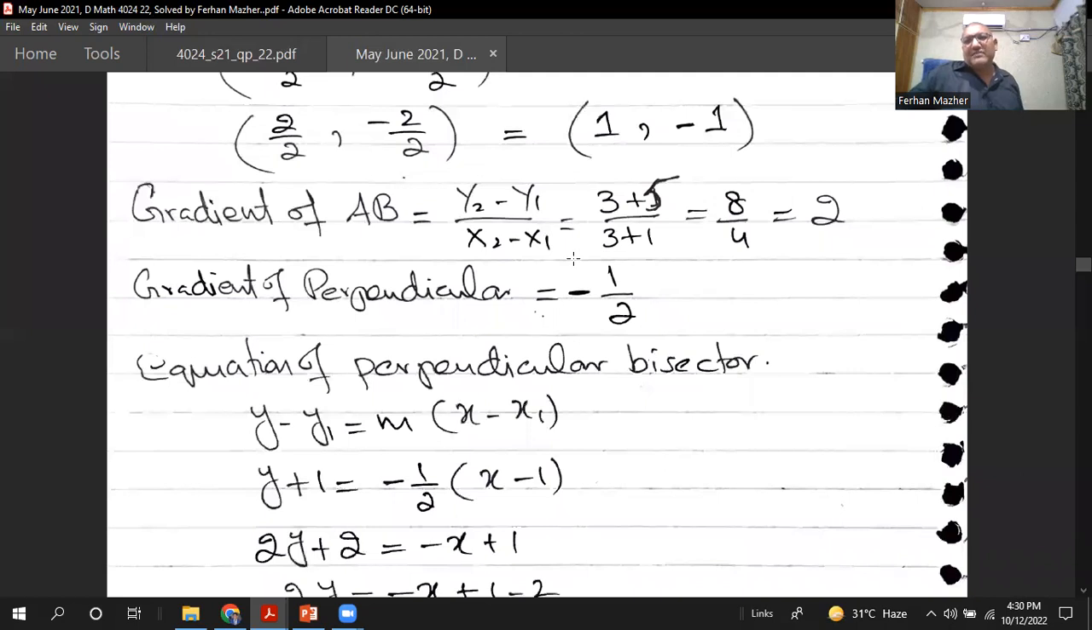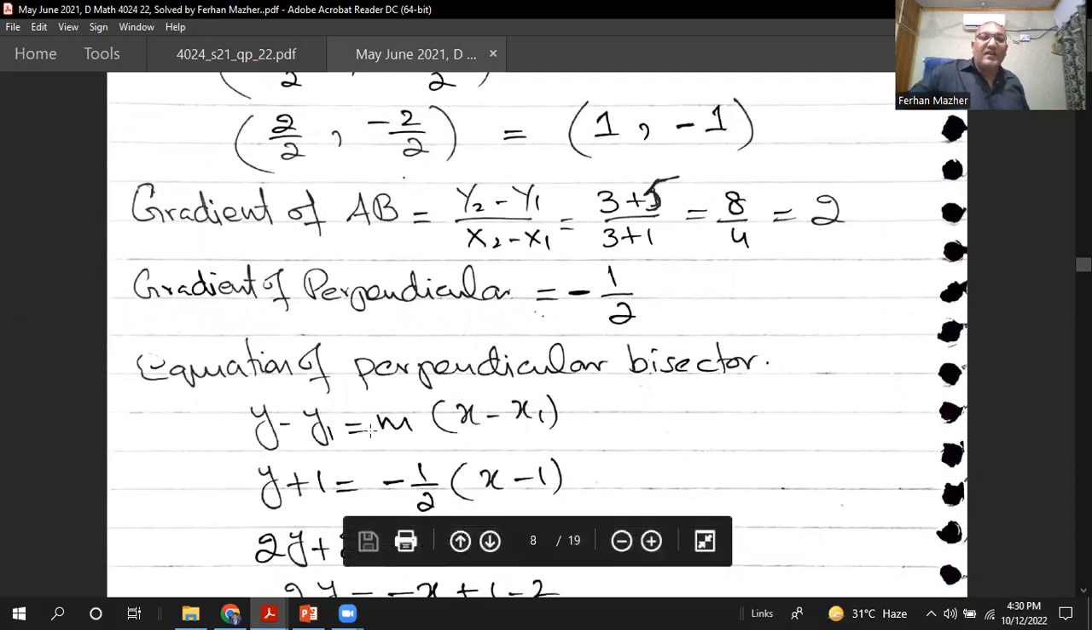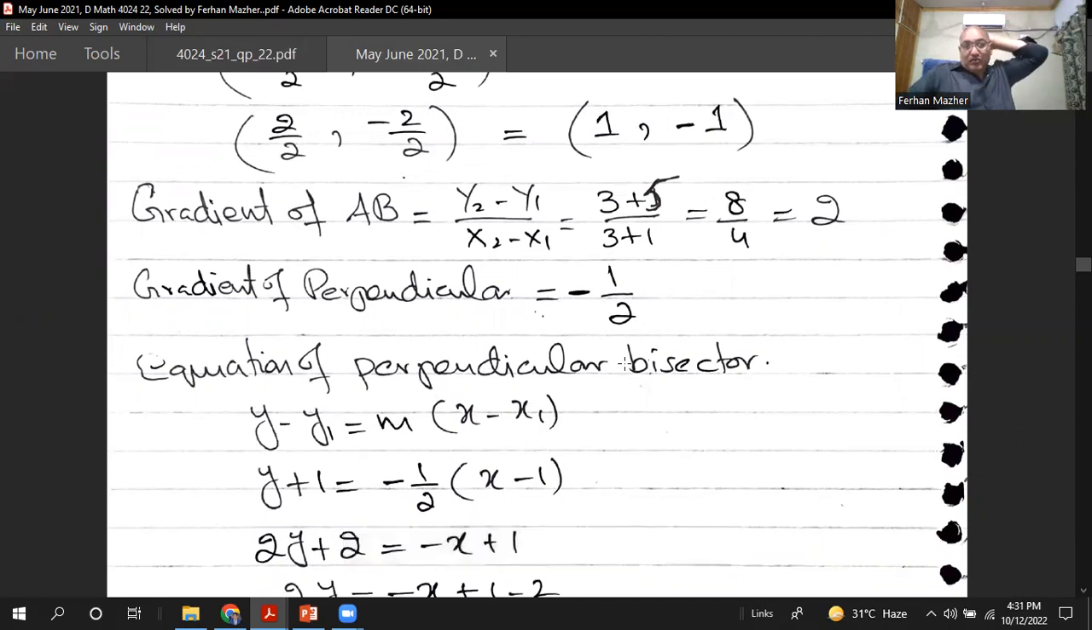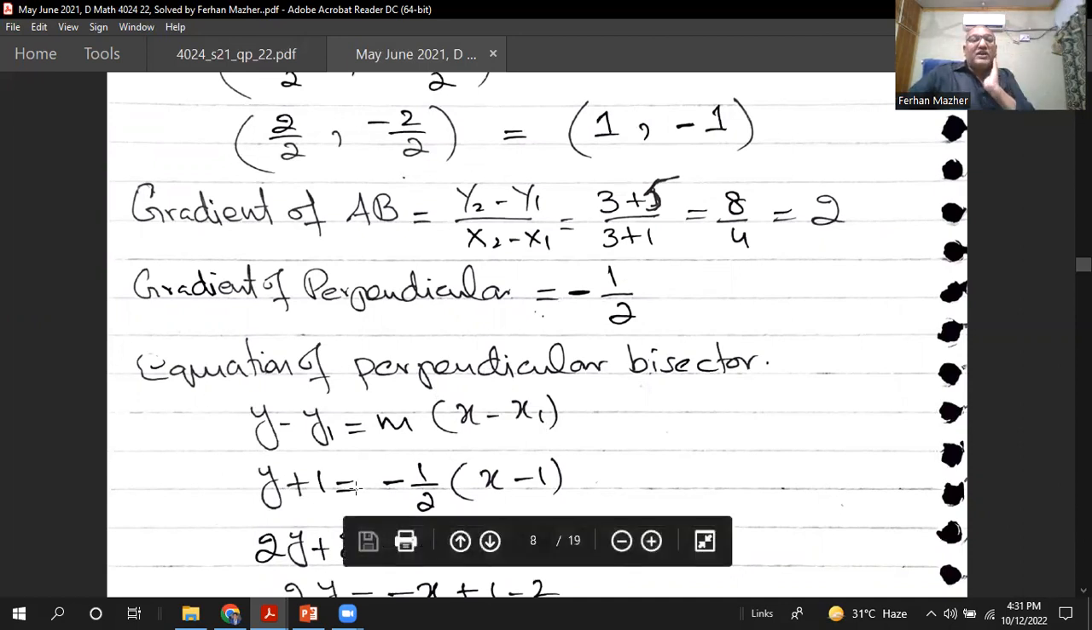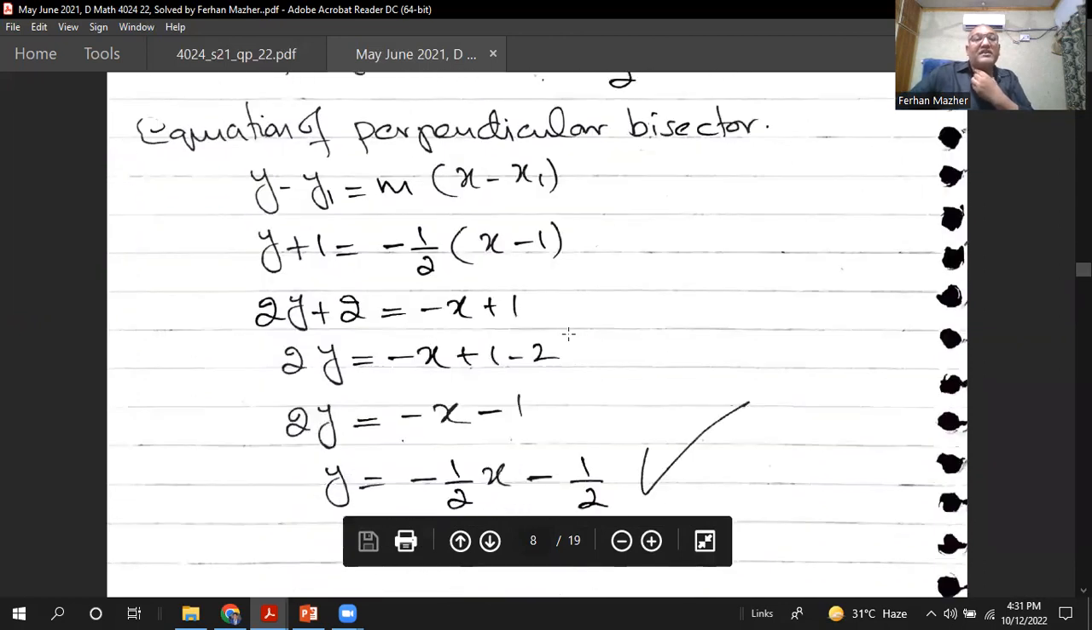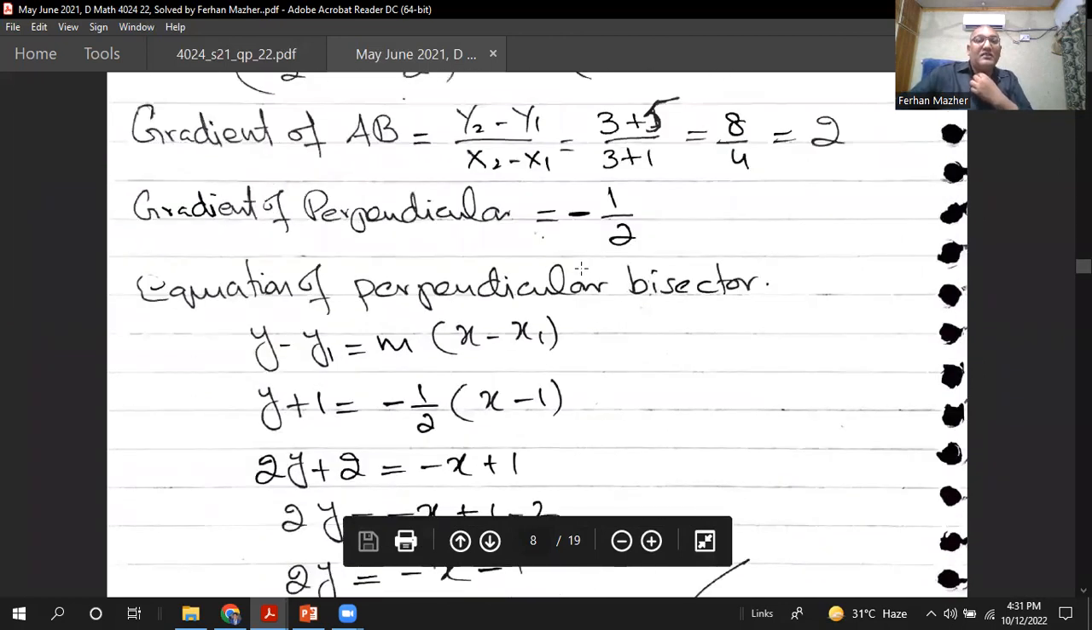The method by which I find the equation of a line is y minus y1 equals m times (x minus x1). In place of x1 and y1, I will put this point, and in place of m, I will put the gradient of the perpendicular bisector. So y plus 1 equals, because this is minus 1 it becomes plus 1, minus 1/2 times (x minus 1).